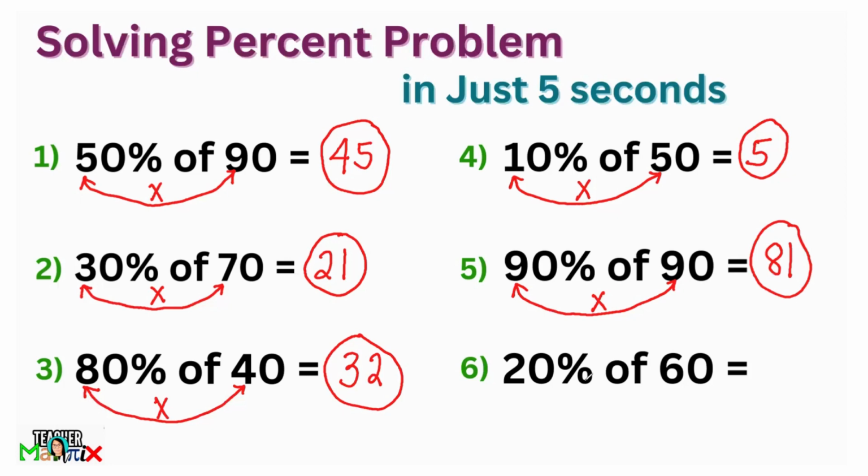Next, 20% of 60. So 2 times 6 is 12. Since 12 is 20% of 60.